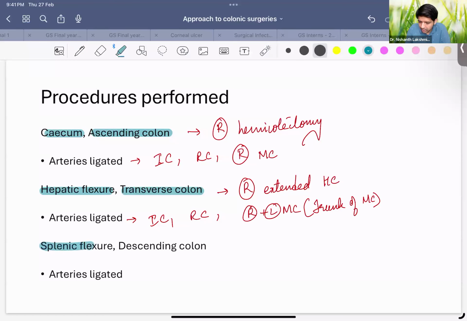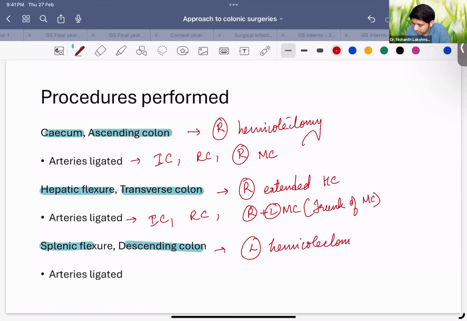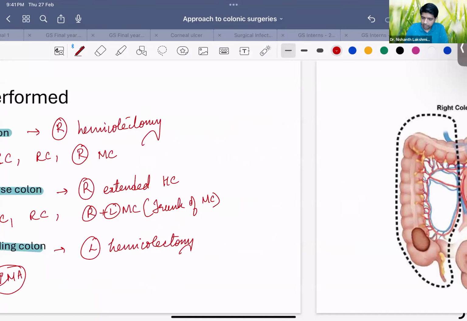And for splenic flexure and descending colon, the procedure that's being performed is called a left hemicolectomy. And the vessel ligated is your left colic artery. Sorry, not the left colic artery. It is the inferior mesenteric artery, the IMA. Okay, it's the IMA that is ligated.